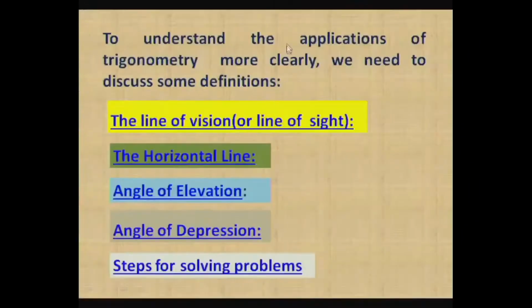And let us discuss now a few new terms which will give you a clearer understanding of your topic. To understand the applications of trigonometry more clearly, we need to discuss some definitions. First of all, the line of vision or line of sight. What does the line of sight or line of vision mean?